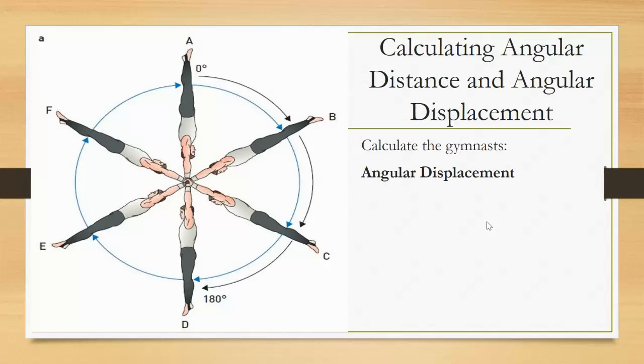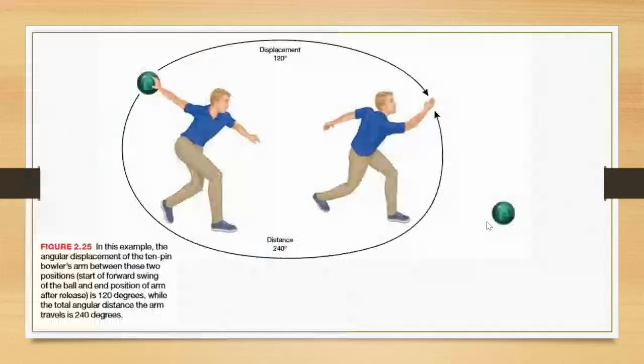Displacement, we're going to get a different figure because it doesn't take into account the whole distance, just the starting point to the ending point. So it might have been 540 degrees. Point A was 0, point B was 180. Nothing else matters except the starting and the ending point, so A and B in this case. As a result, that angular displacement is 180 degrees.